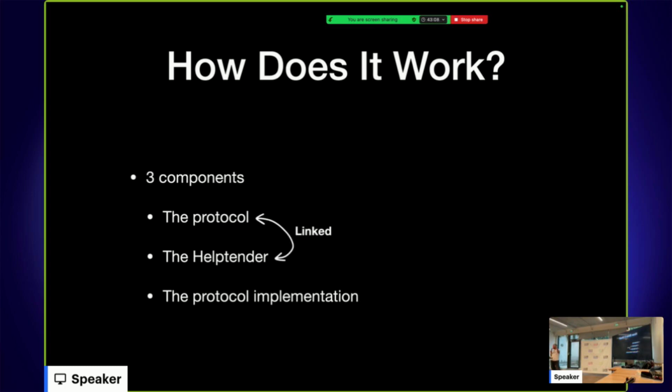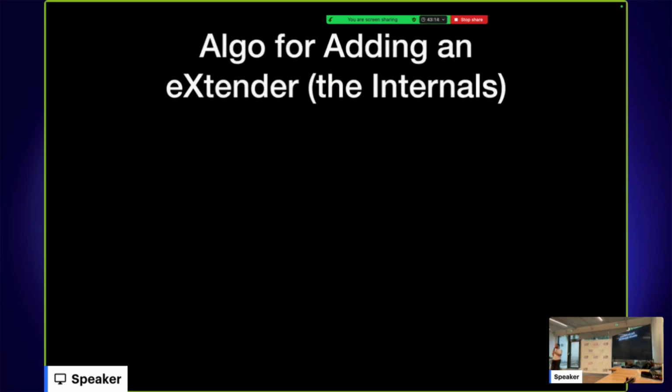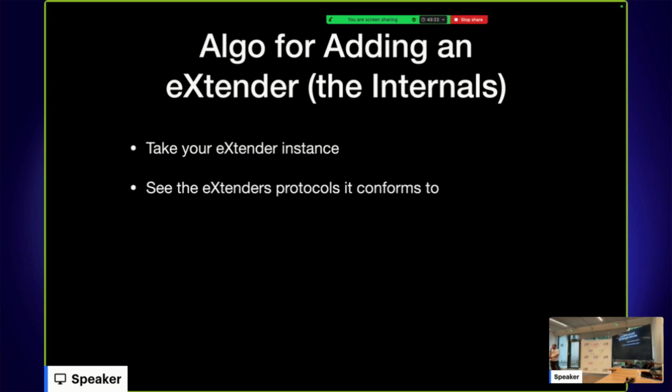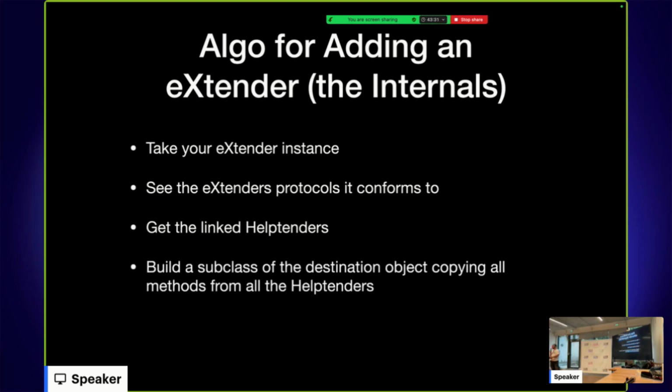So the protocol and the helpender are linked, and you will see why right now. So to add an extender to an object, you take your extender instance, you see what protocols it conforms to. So the protocols we've seen earlier. We get the linked helpenders. Then we build a subclass, and this is the magic, and this is what was complicated. We build a subclass of the destination object in which all of the methods of the helpenders will be copied. And then you change the class of the destination object.